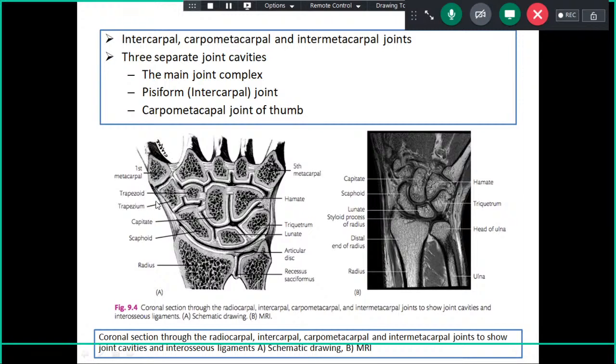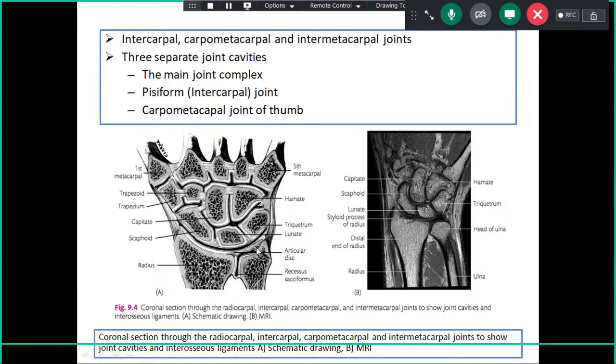Please be very clear about this. This is a separate joint cavity which is being described as a main joint complex. They have the synovial membrane and the capsule lining, the synovial lining, which is continuing in all these cavities. This comprises your midcarpal joints, your intercarpal joints, and extends onto the carpometacarpal joints of the first 4 digits. While if we see the first carpometacarpal joint, that is separate.